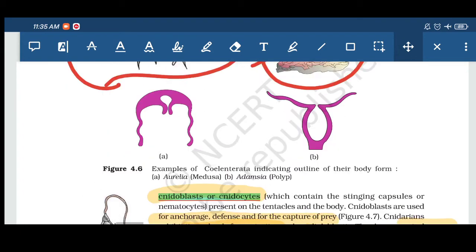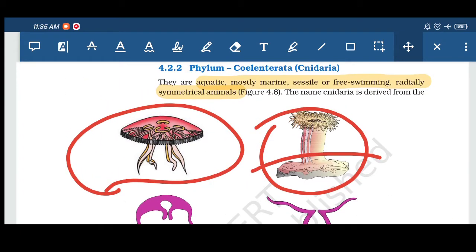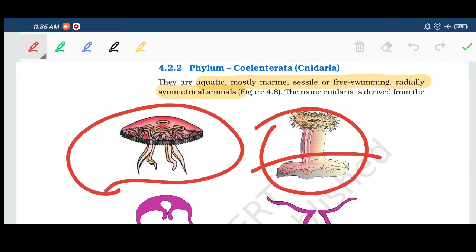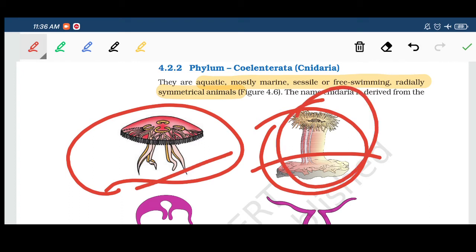See, isn't it, the polyp is cylindrical, and the medusa is umbrella like. You can remember it like this, no?